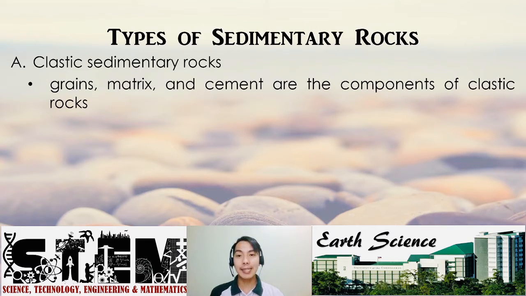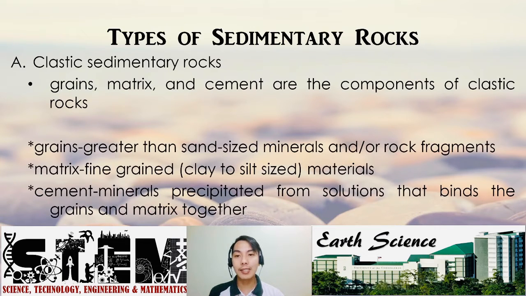First, we have clastic sedimentary rocks. When we say clastic, this is made out of grains, matrix, and cement that are compacted together. Grains are sand-sized or greater minerals and or rock fragments. Matrix is very fine-grained, clay to silt-sized material. And cement is minerals precipitated from solution that bind the grains and matrix together.